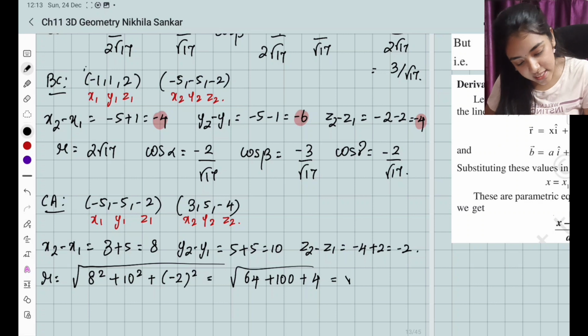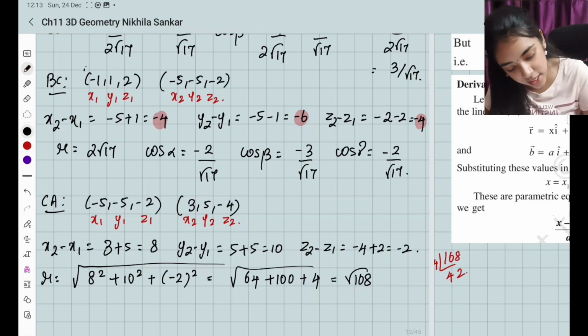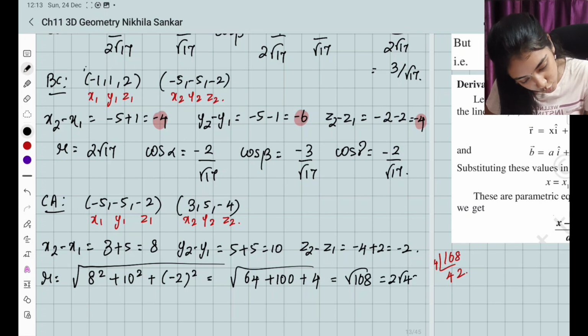This adds up to square root of 168. So how can 168 be written? When I divide by 4, I can write it as 4 4s are 16, 4 2s are 8, so 42. So root 42 can be written, so I can write this as 2 root 42.